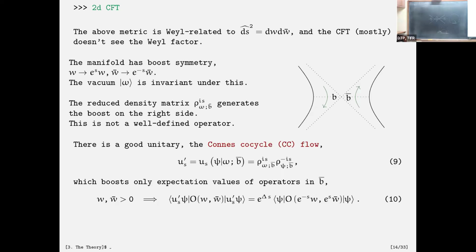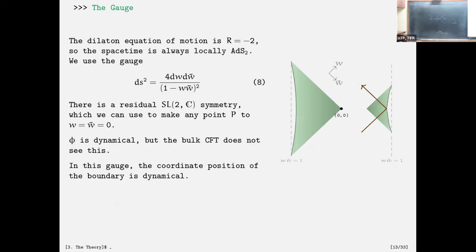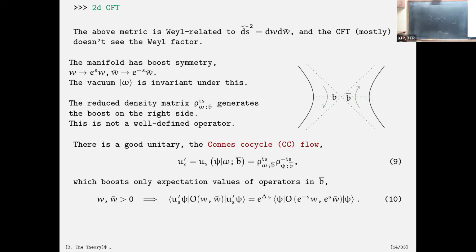But there is a particular state of the CFT which is invariant under the boost symmetry. This is not that state. So your analysis is not applicable to that state? No, I didn't say that. I'm just making a statement. I'm just saying that the manifold always has a boost symmetry. There is a state which is invariant under that boost symmetry. Other states are not, and that is fine.